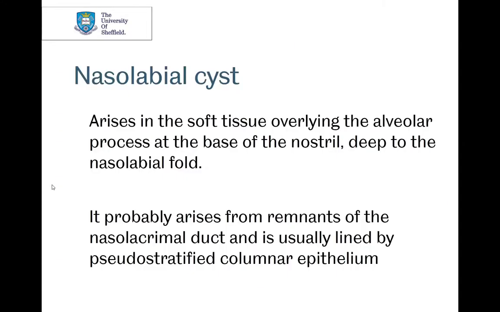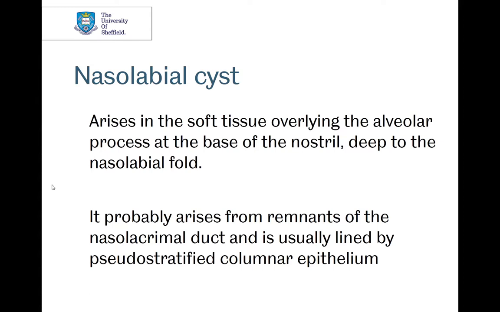The nasolabial cyst, on the other hand, arises within soft tissue of the face. There are processes on the lateral part of the face, particularly on the lateral side of the nose, which fuse together to form the overall structure of the face. And again, there can be remnants of that which may form cysts. In the case of a nasolabial cyst, it's in the nasolabial fold. It overlies the alveolus, it's not in bone, and it's at the base of the nostril, really quite deep into the nasolabial fold. And these processes which join together normally form the nasolacrimal duct, so it's probably remnants or excess epithelium left over from that process.